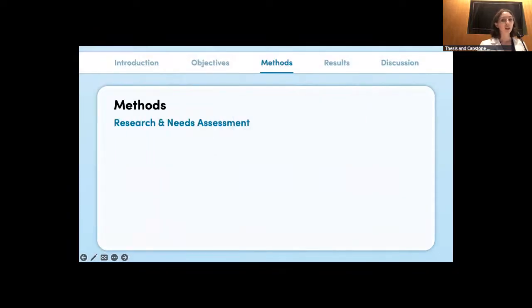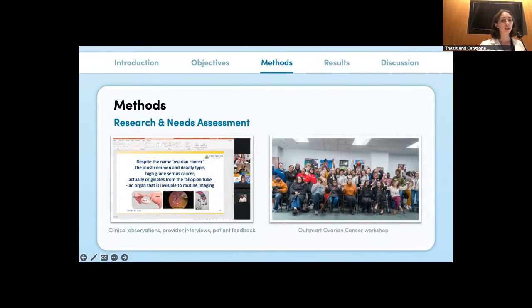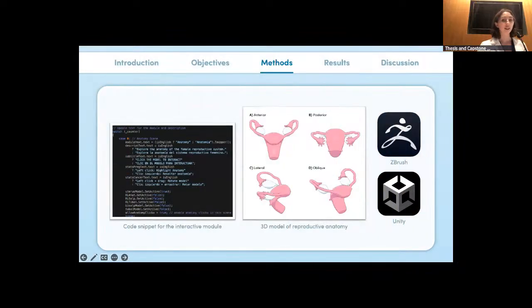These materials were shaped through direct collaboration with patients, providers, and content experts. I conducted clinical observations, informal interviews, and feedback sessions, including participation in a workshop with the Outsmart Ovarian Cancer Initiative at Hopkins to understand what patients and stakeholders needed the most. All of the print materials and illustrations were developed using Adobe Illustrator and Photoshop with a focus on clear, approachable, and consistent visual design. For the interactive, a 3D model of a uterus was created in ZBrush and incorporated into an interactive platform built in Unity.